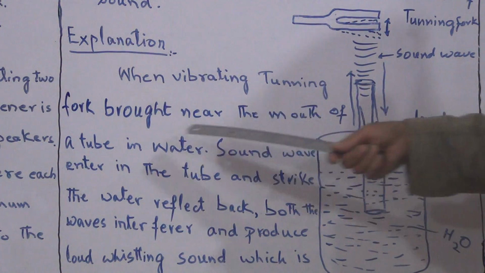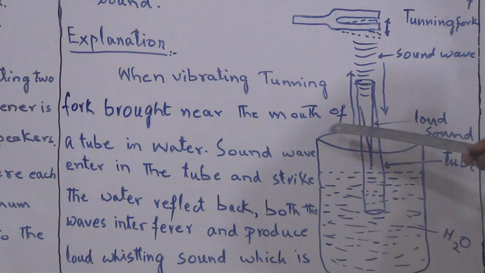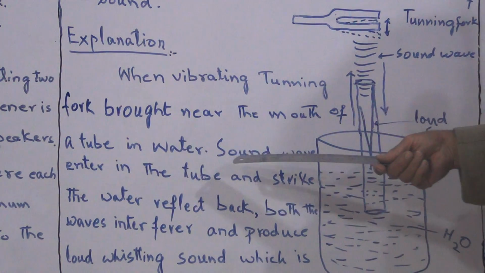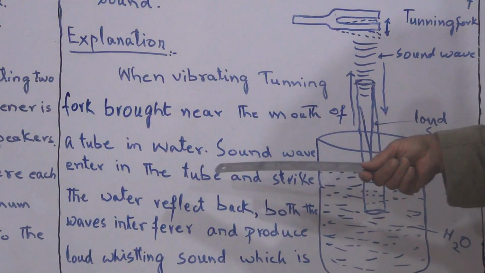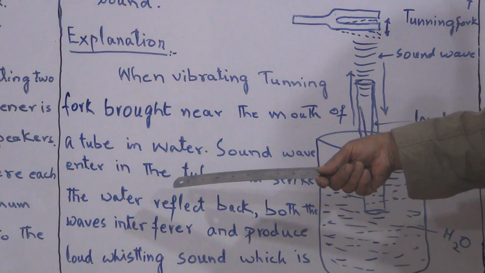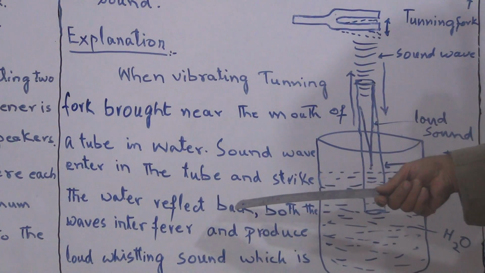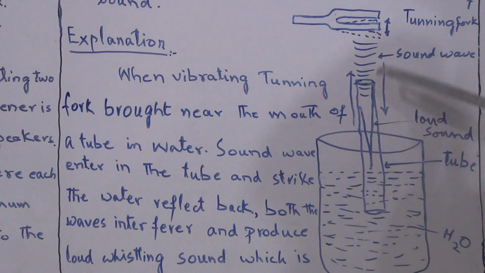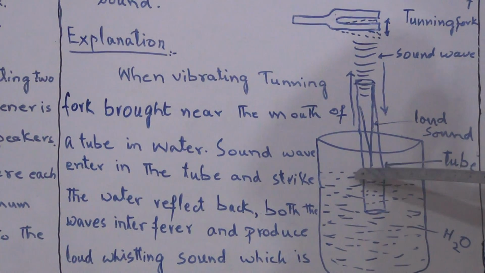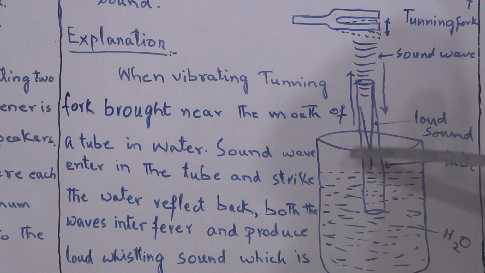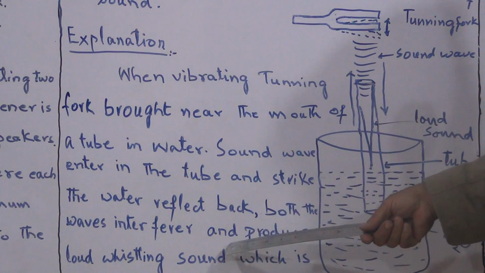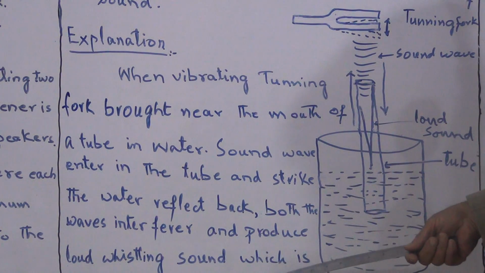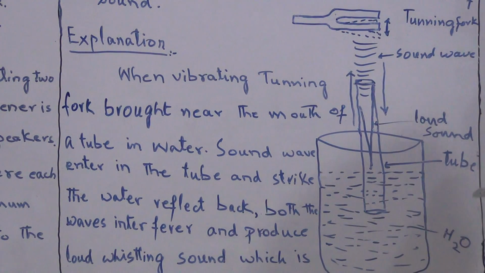When a vibrating tuning fork is brought near the mouth of a tube in water, sound waves enter the tube and strike the water and are reflected back. Both the waves, meaning the incident wave, which is going from the vibrating tuning fork and striking the water, and the waves that are coming from the tube, interact with each other here and produce a large loud whistling sound, which is known as resonance.